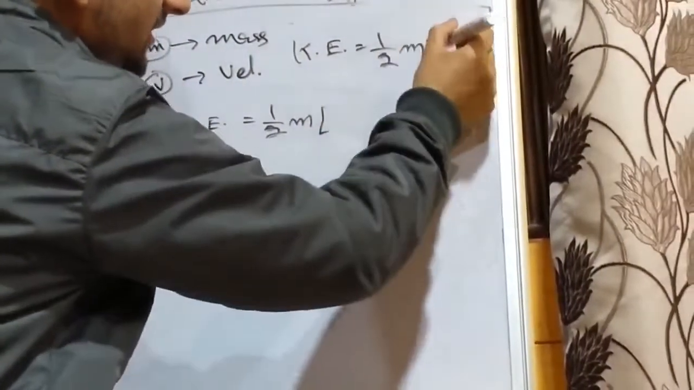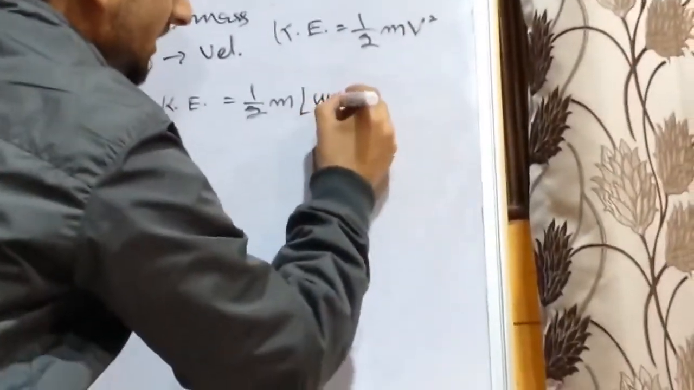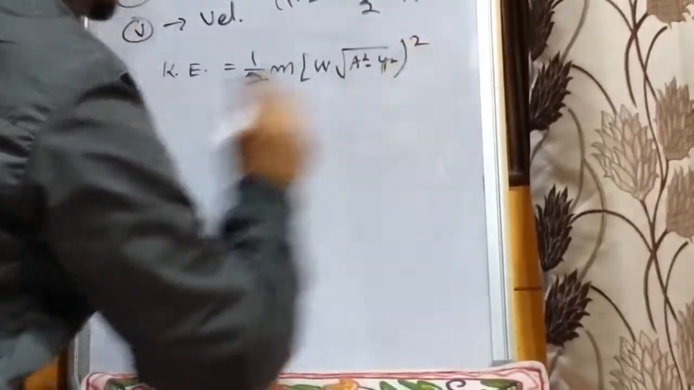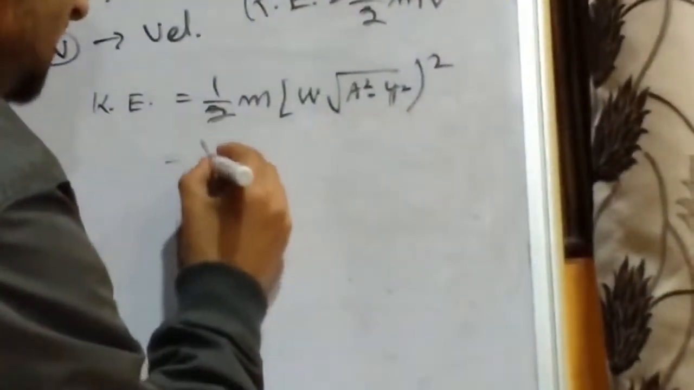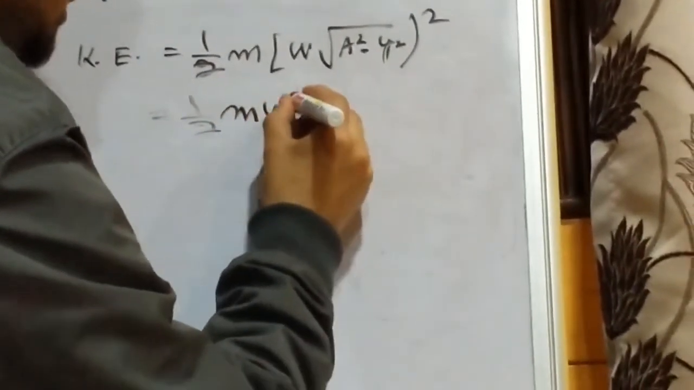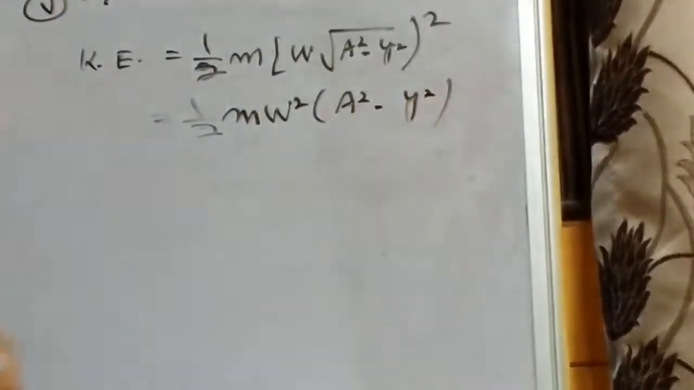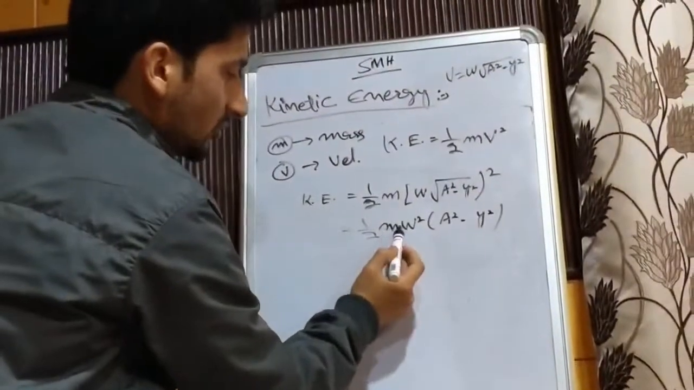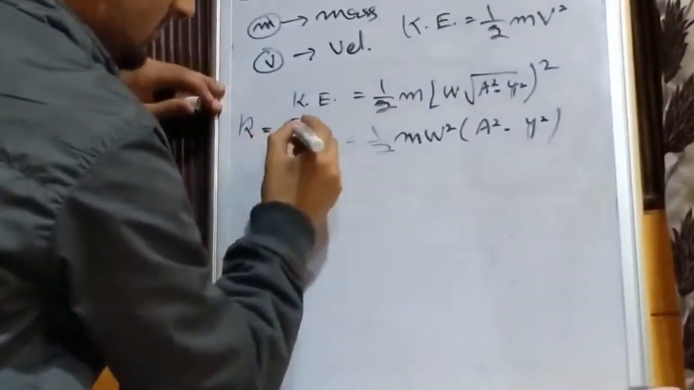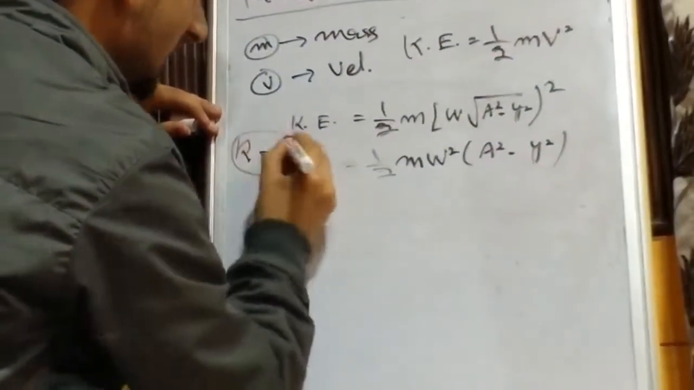We will replace v by omega under root of a square minus y square. Omega under root of a square minus y square whole square. So this will be equal to 1/2 of m omega square a square minus y square. This m omega square is equal to k, as we have learned this as well. K equal to m omega square.